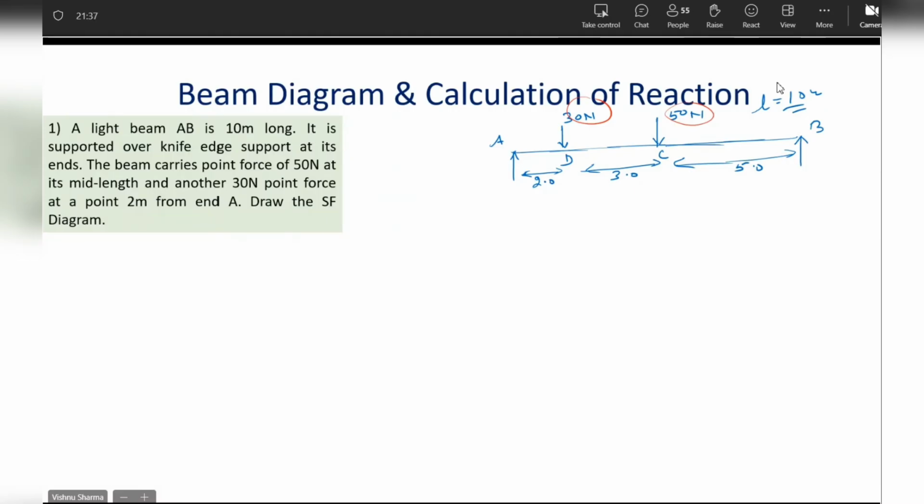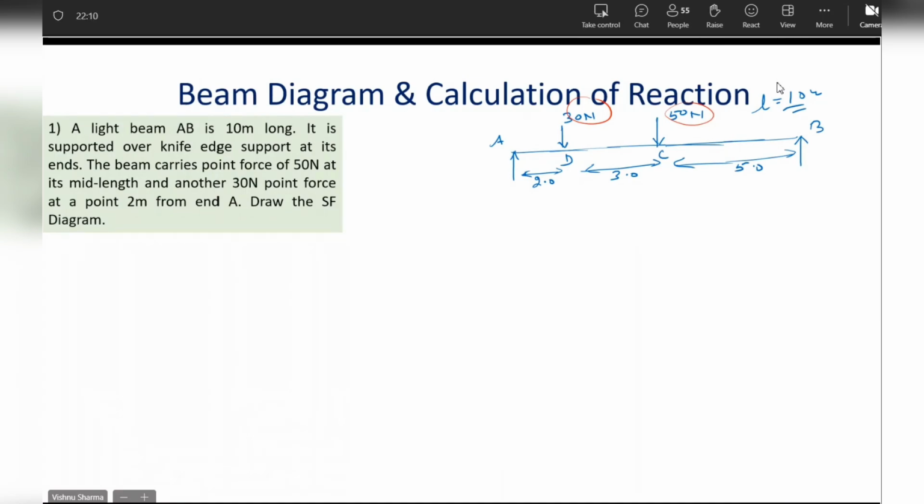They are exerting a force on the supports. And as per Newton's third law of motion, to every action, there is equal and opposite reaction. So the beam exerts 80 newtons on support A and B combined, and A and B combined would exert 80 newtons of reaction on the beam by Newton's third law of motion. Do you agree with me?